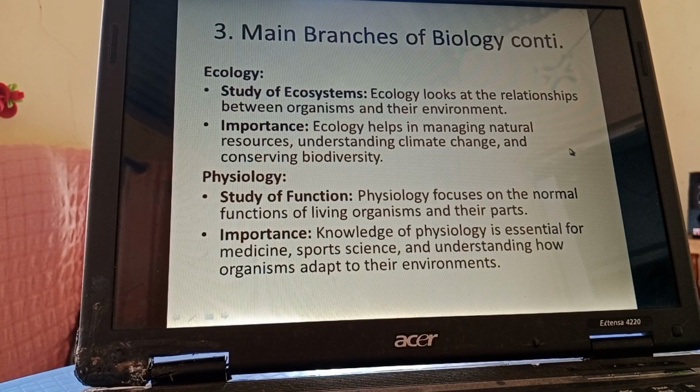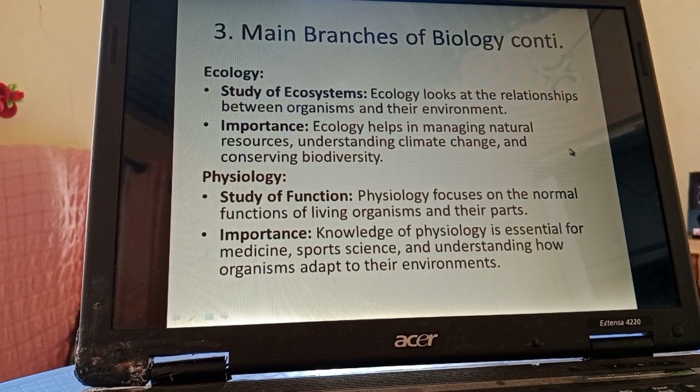The next branch of importance is known as ecology. Ecology is the study of ecosystems. And how does ecology help? Ecology looks at the relationship between organisms and their environment. The importance of you learning ecology is that ecology helps you in managing natural resources, understanding climate change, and conserving biodiversity.